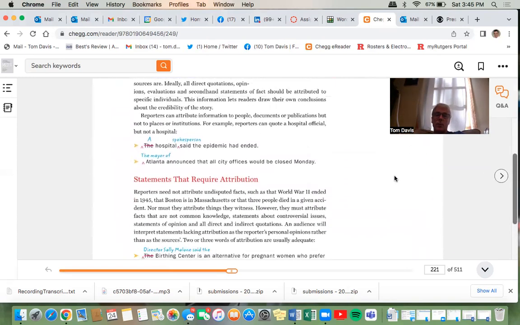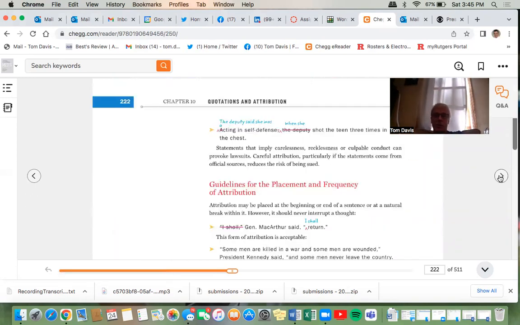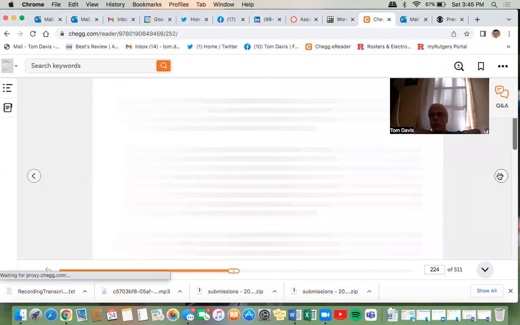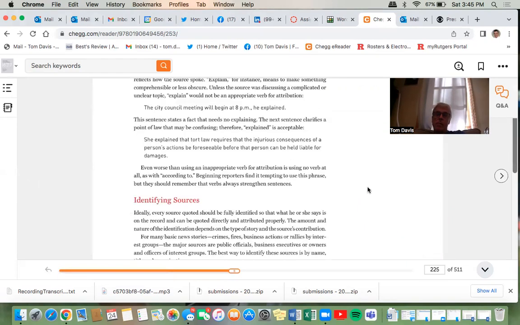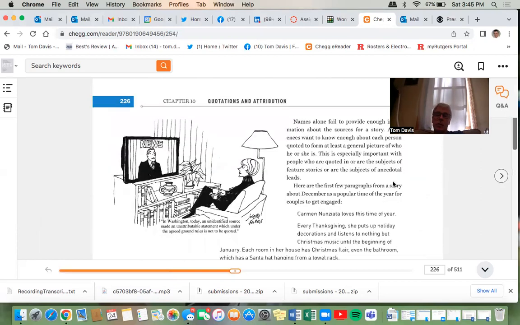Attribution, as I've mentioned before, the point of that is to give some sort of validity to the reported information you have in your story. So you usually try to put the attribution in the middle of a quote or at the end of a quote, or if it's paraphrased, in the middle or at the end of the paraphrase. If it's an easy name, maybe put it at the beginning. Okay. All right. Identifying sources.